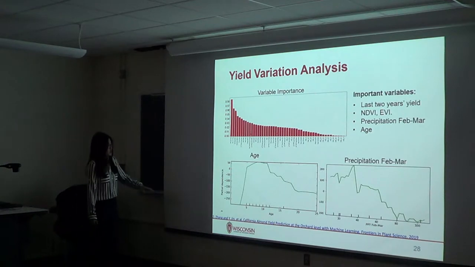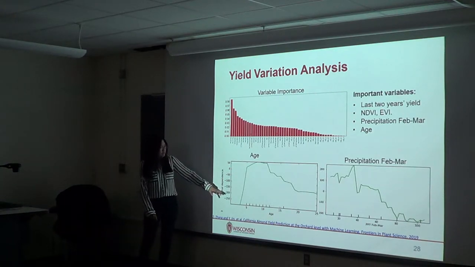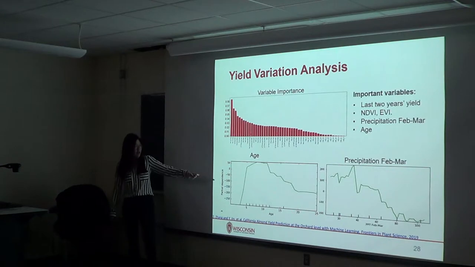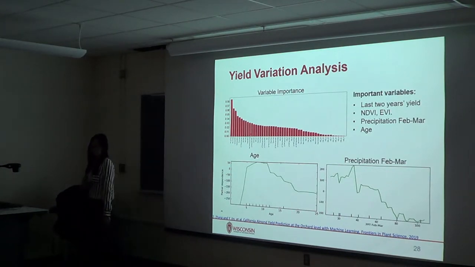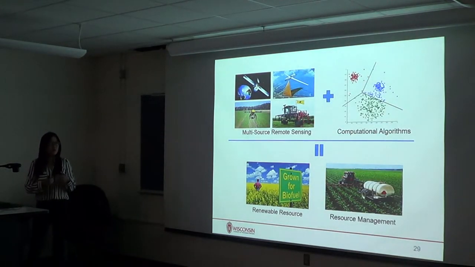For the age, this is the partial dependence plot. Before getting to 7 or 8 years old, the yield just increases, and after a certain number of years, the yield stops increasing. Here are two examples of how such remote sensing and machine learning techniques can be applied in agriculture.